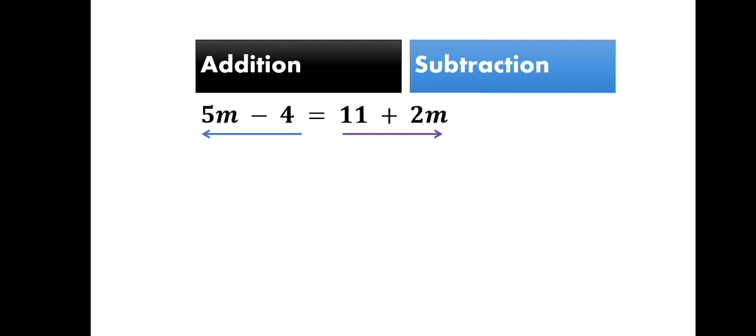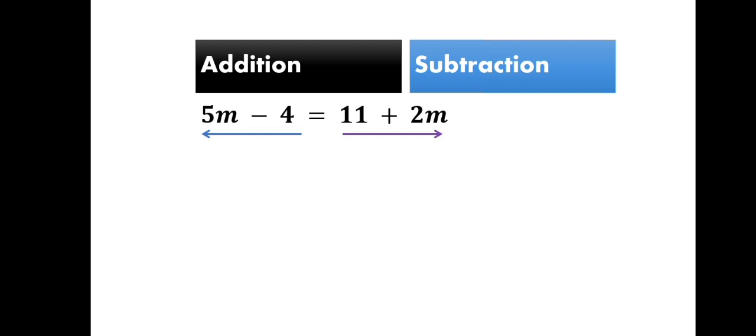Now in algebra, it is ideal that our unknown, which is the one with the alphabet, is moved to our left-hand side, while our constants, which are just the numbers, are moved to our right-hand side. To solve this, we first have to consider the sign that each term carries. Remember, 5m has an invisible positive sign, while this minus close to 5m belongs to 4. So it's minus 4.